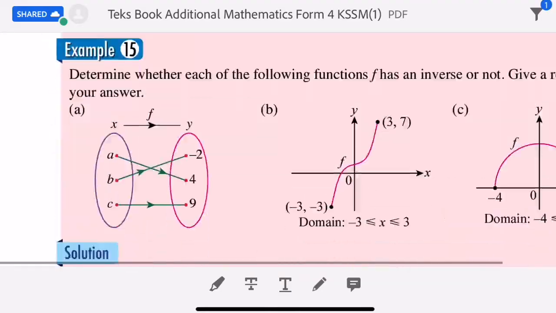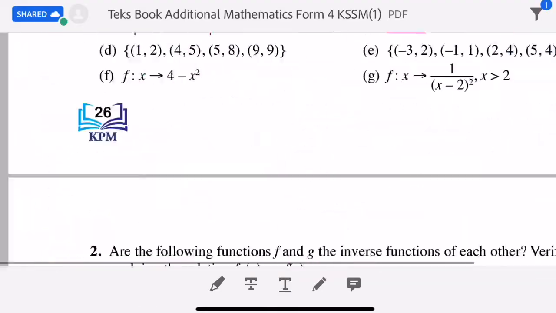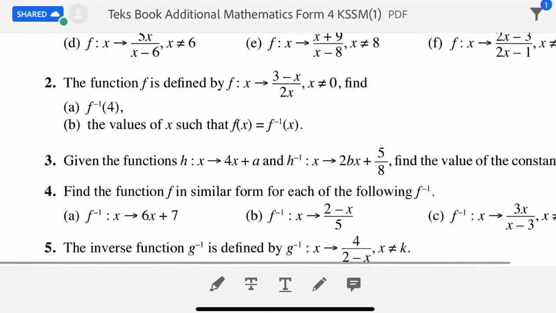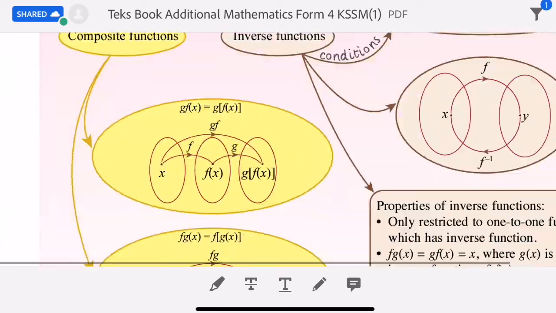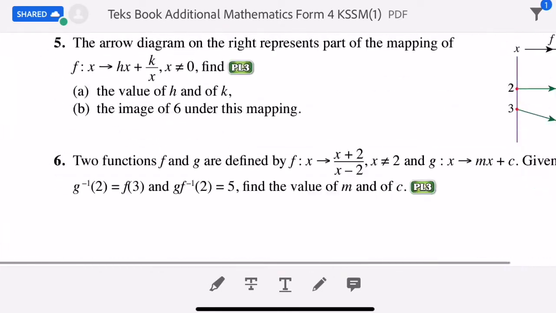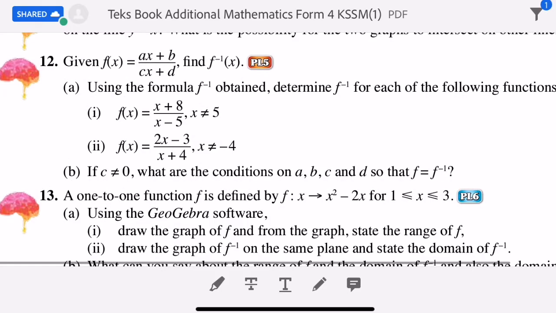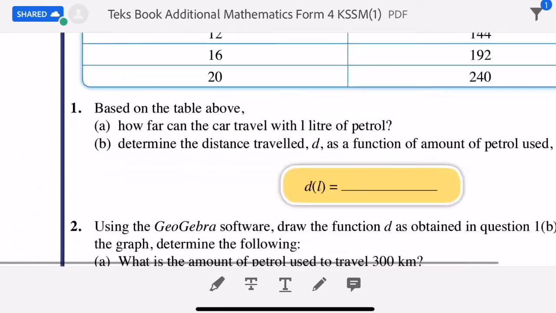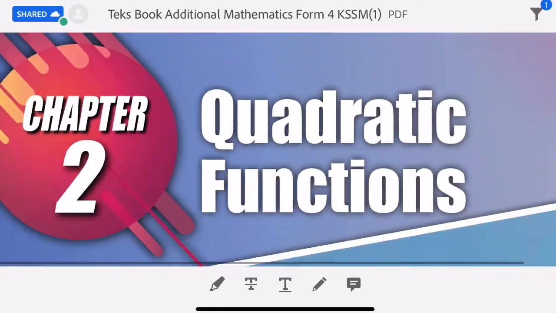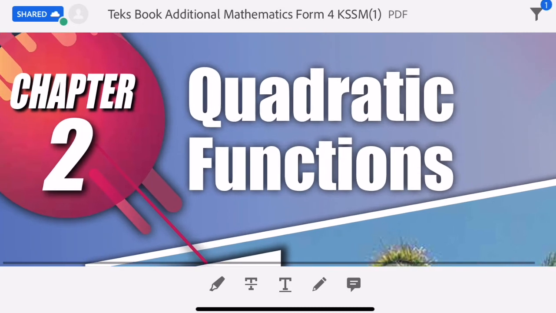I think I have explained to you what UPIC is. So I hope you can find one of the HOTS questions and try to present your answer, before we go to chapter 2, quadratic functions, in the next lesson.